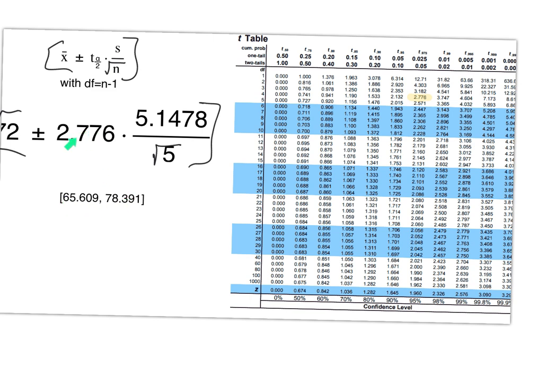We enter all this in, I get these 2 numbers, and then I would say I am 95% confident that the actual average height of students who took this survey will be between 65.6 and 78.391 inches. Go back, listen to that again, write it down, and get in the habit of writing that down almost exactly the same way every time. That is the best way to learn how to do a confidence interval and interpret it the right way.